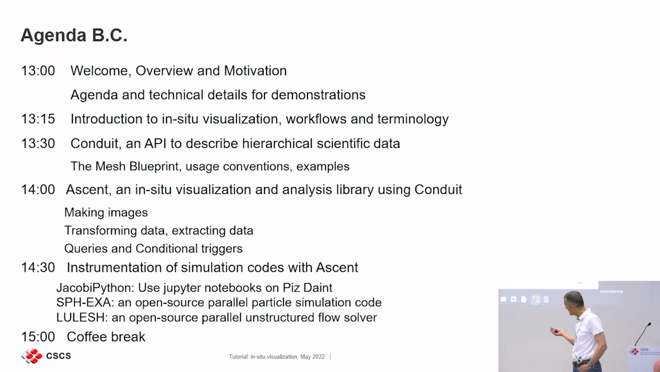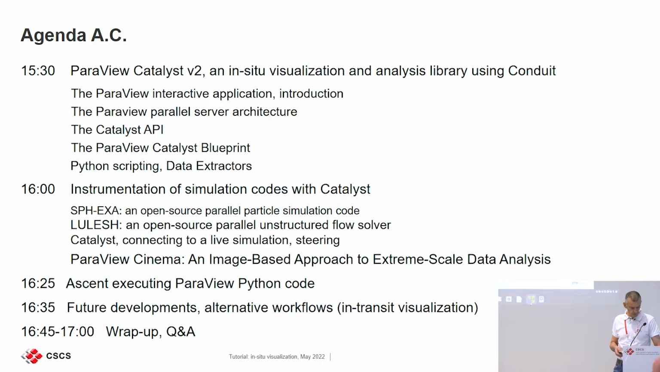So this is a project where I have done an interface for Ascent, Conduit and Catalyst as an example. And then Lulesh is another open source code. It's a proxy app developed by the national labs in the US, which is also used as a demonstrator. So we have Lulesh interfaced to Ascent as well as interfaced to Catalyst.